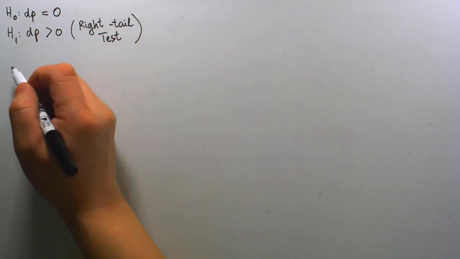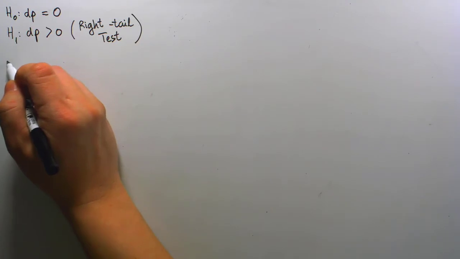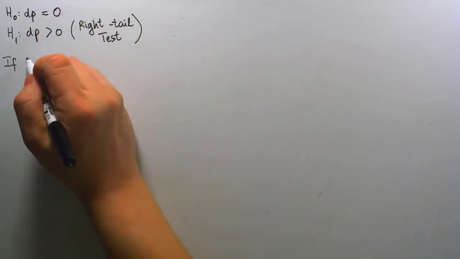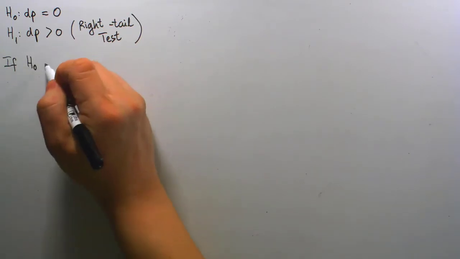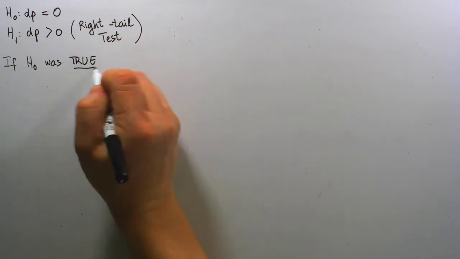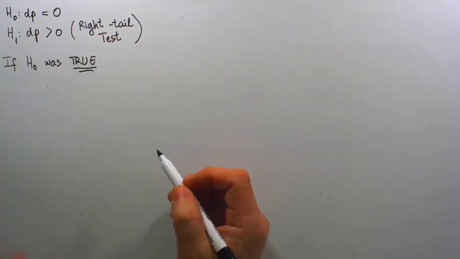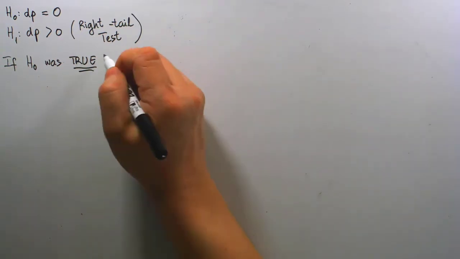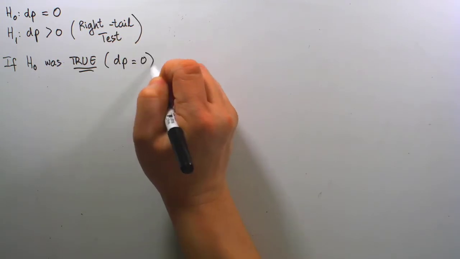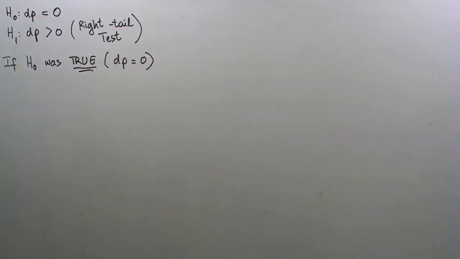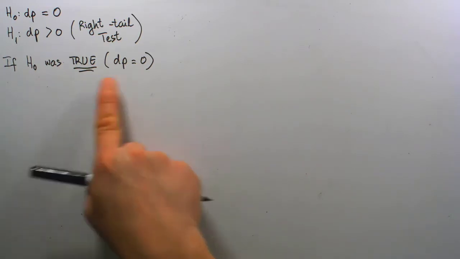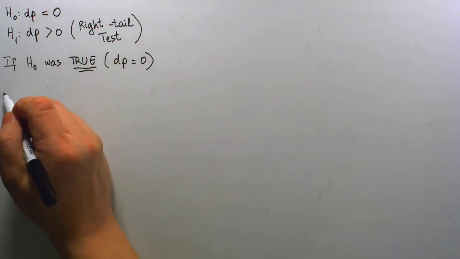I am going to start with the usual step here. I'm going to start out by accepting H sub 0. So I'm going to say if our null hypothesis H sub 0 was true. This is one way of expressing that. We're starting out by accepting that. And accepting H sub 0 to be true means we are accepting that dp equals 0.